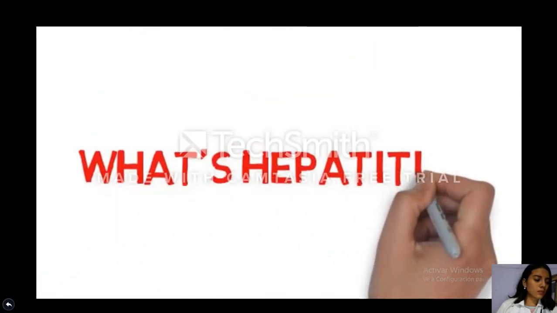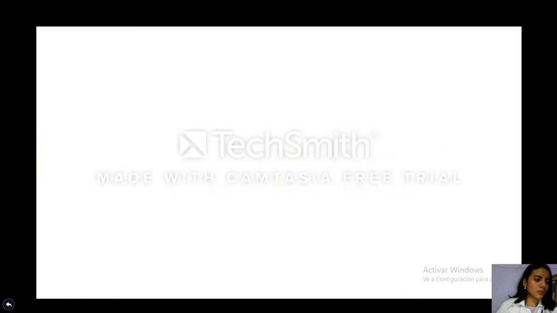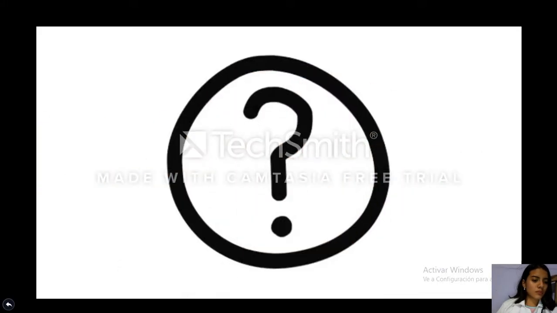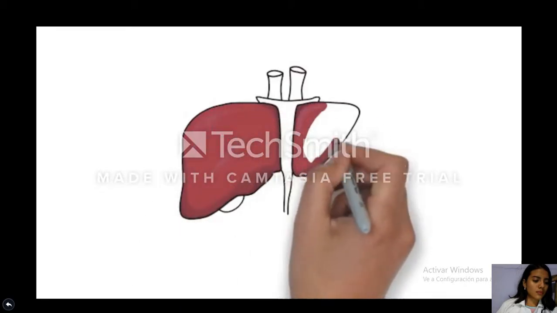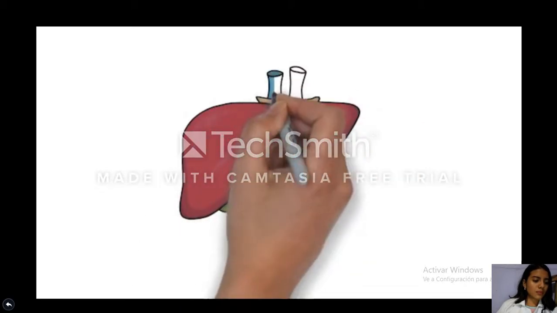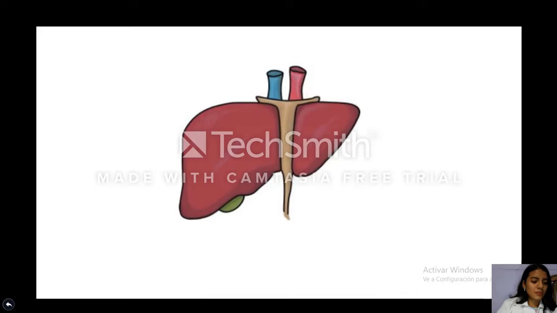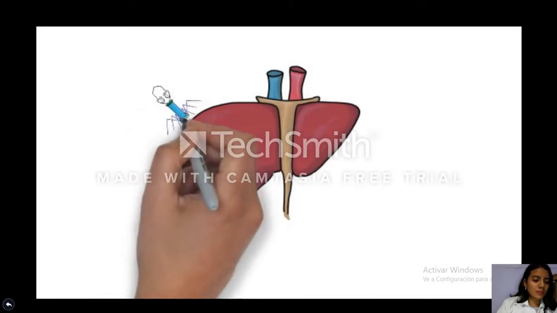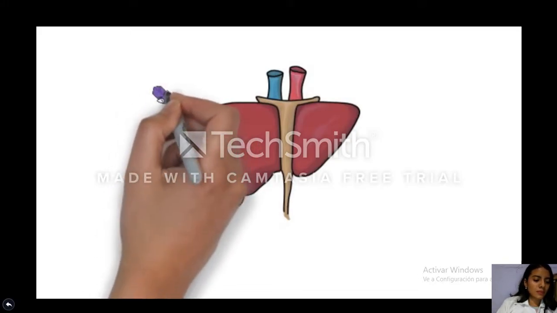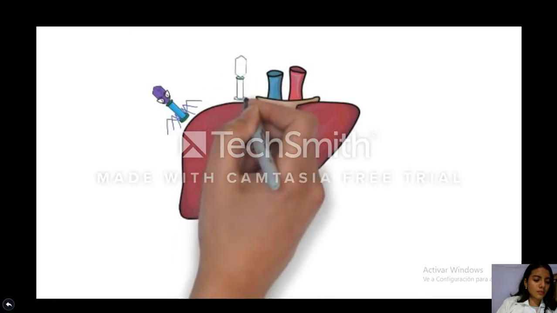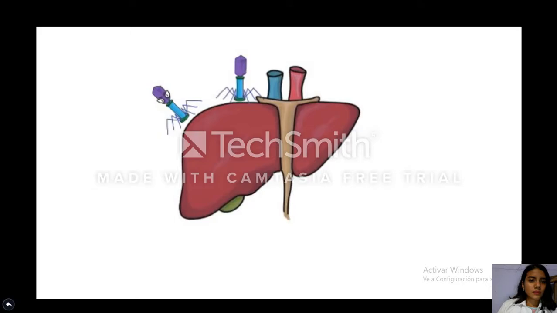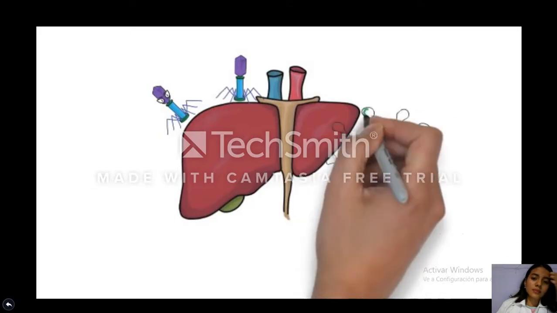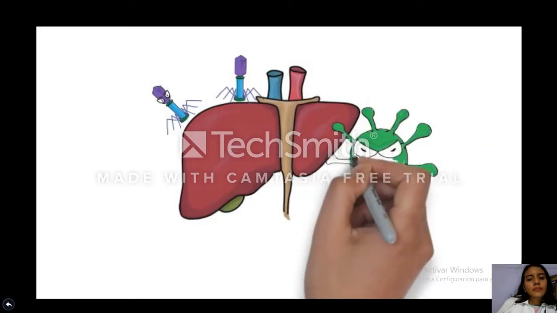So what exactly is hepatitis C? Well, hepatitis C is a disease of the liver. The liver is involved in almost 200 different processes to keep us all healthy. The hepatitis C virus invades your liver, attacks it, and potentially makes you very sick.